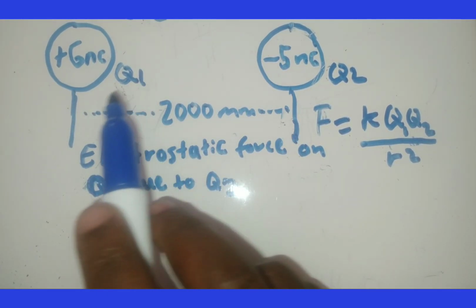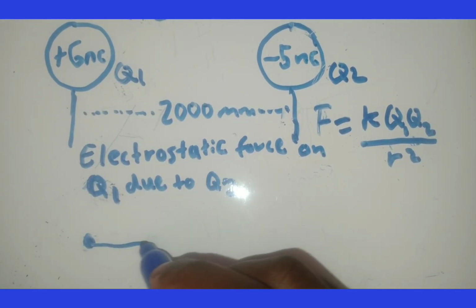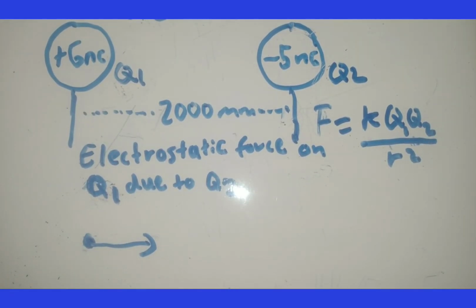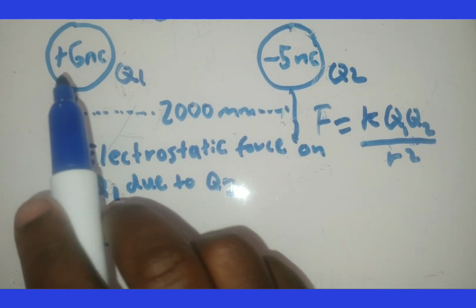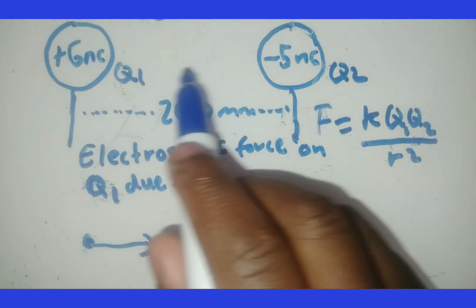Q2 is pulling Q1 towards its direction because it's an attractive force. So it's pulling Q1 towards it. So then this is the free body diagram. You have to learn it at this stage so that when I go to the higher level, you'll be able to do it. So basically, yes, Q1 is attracting Q2 towards it, right?